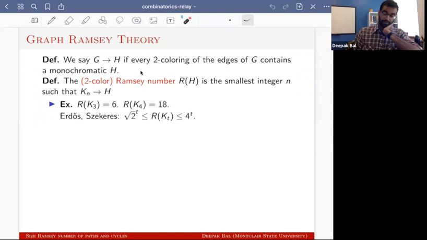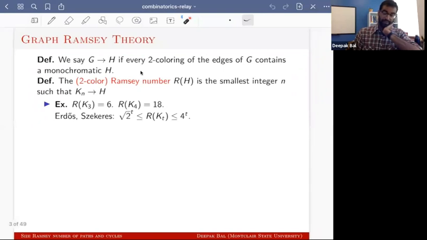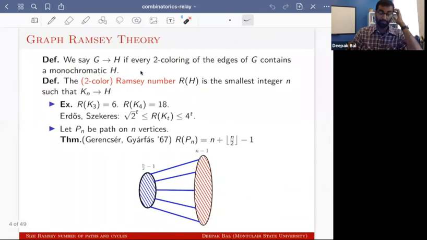So one of the topics of this talk is about paths. So what about the Ramsey number of the path Pn? Well, so for us, Pn is the path on n vertices. A theorem by Gerencsér and Gyárfás says that essentially the Ramsey number of Pn is 3/2 n.